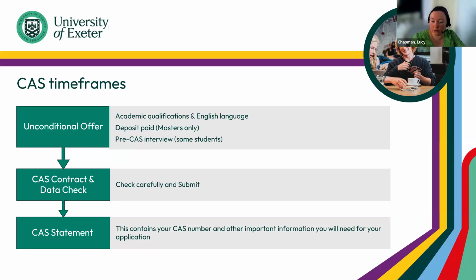After you complete and submit your CAS data check, the team will send you a CAS statement within 5 working days. The CAS statement contains details of your study that you need to include in your student visa application form. You don't need to request your CAS number. The process will start automatically. We'll put a link in the chat to all the frequently asked questions we receive about CAS. We'll keep the page updated throughout the summer if there are any changes.